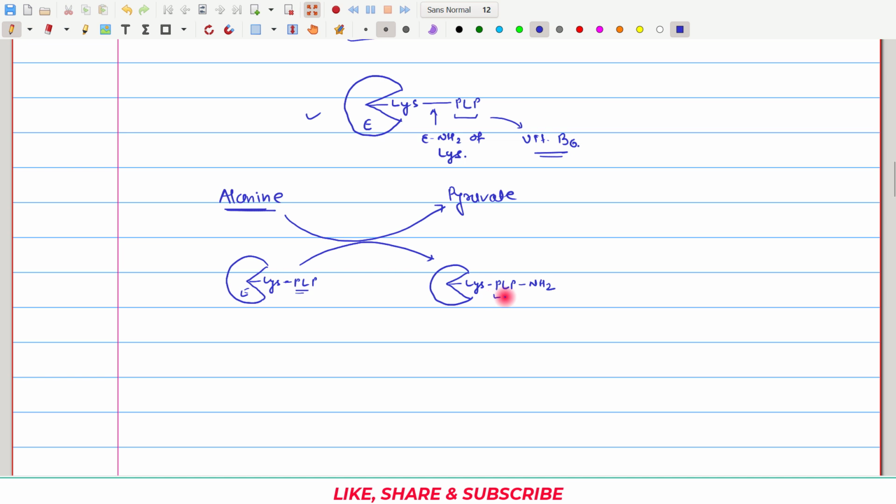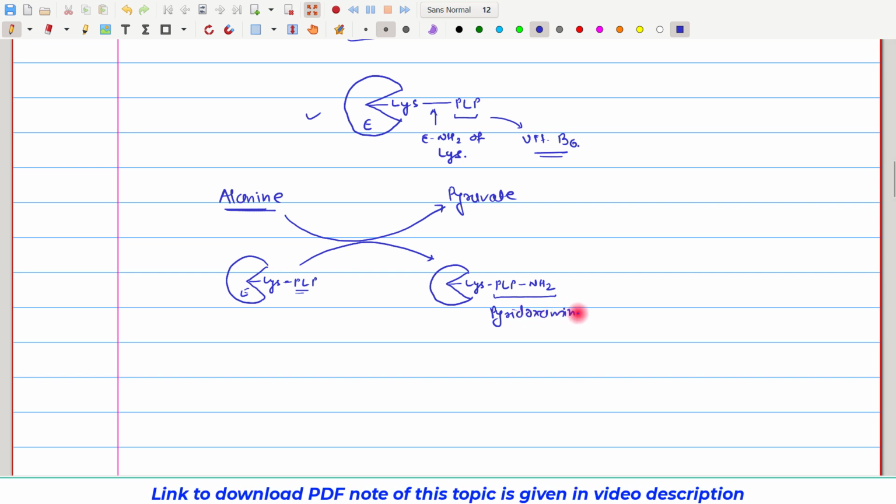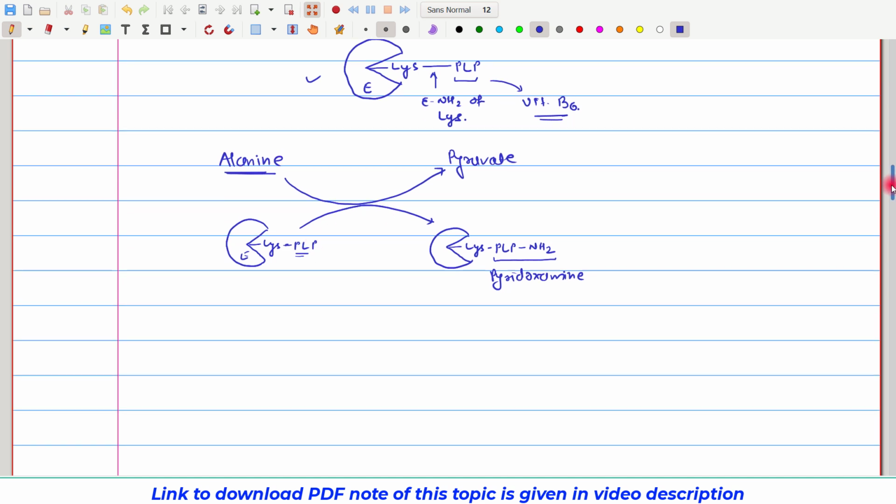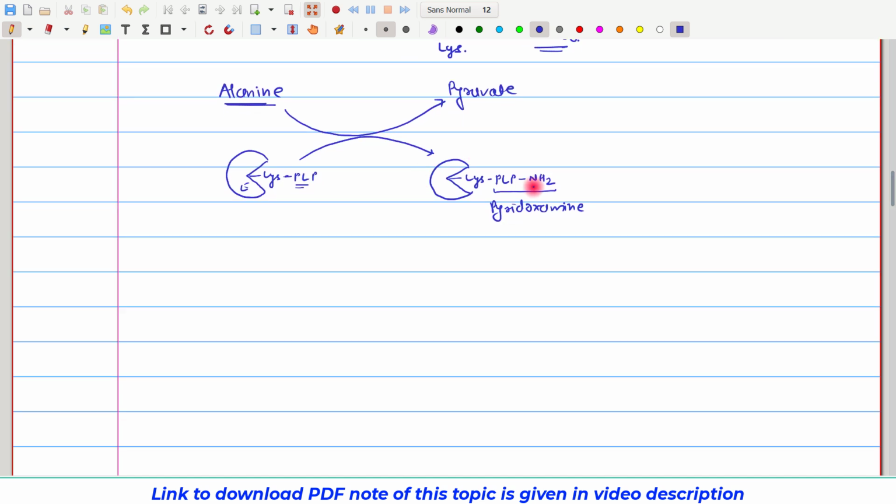Now, this pyridoxal phosphate along with the amino group, we call it pyridoxamine phosphate, whereas here we have pyridoxal phosphate. Once this enzyme molecule has this amino group, it can be transferred to alpha ketoglutarate, right? So, this alpha ketoglutarate takes up the amino group from this enzyme. So, the enzyme gets regenerated, whereas alpha ketoglutarate gets converted to glutamate.